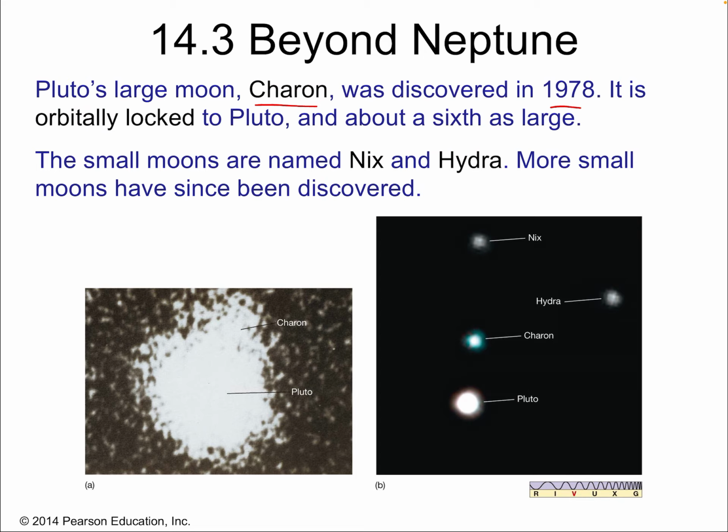Okay, so Pluto's large moon, Charon, was discovered in 1978, and certainly not in 1878. It is orbitally locked to Pluto, and it is about a sixth as large. All right, and when we say that they're orbitally locked, it means that the actual center of mass of the two-body system of Pluto and Charon is not within Pluto. So it's more accurate to say that Charon doesn't orbit Pluto. Instead, you can say that Charon and Pluto orbit a point between the two of them that's just closer to Pluto. Kind of neat, right?